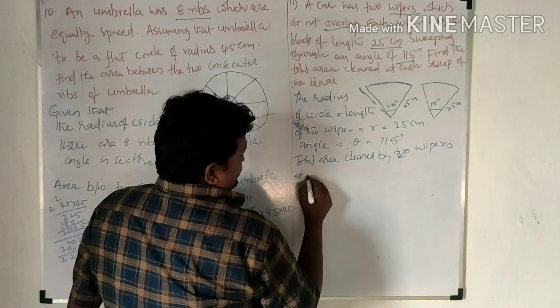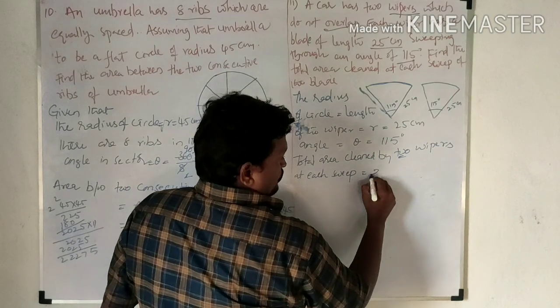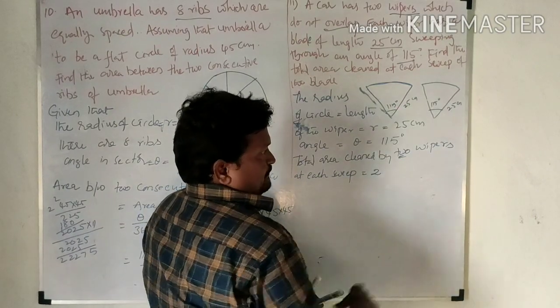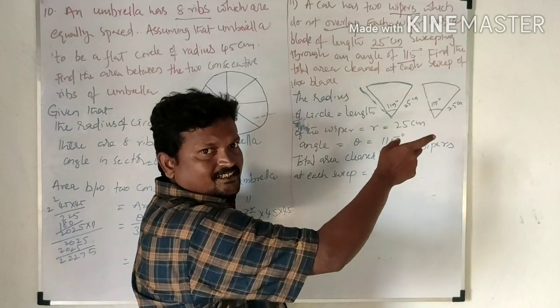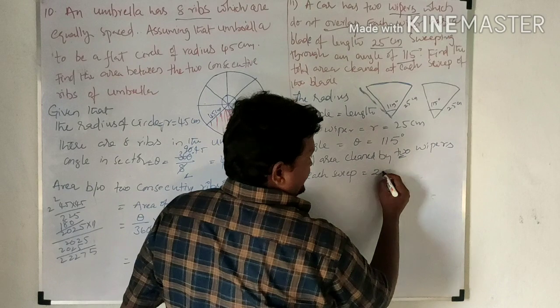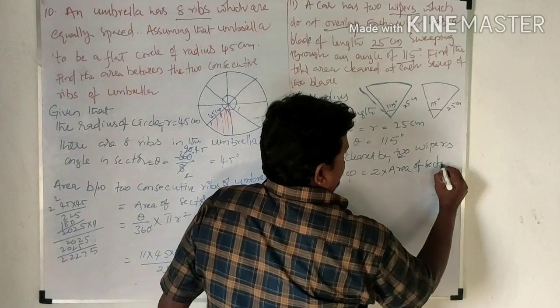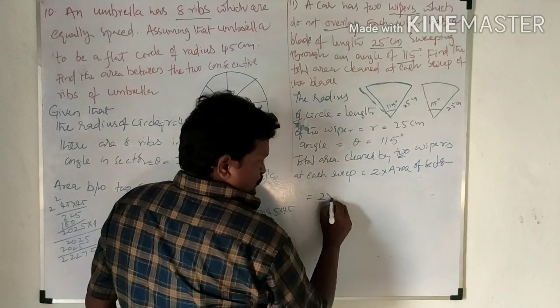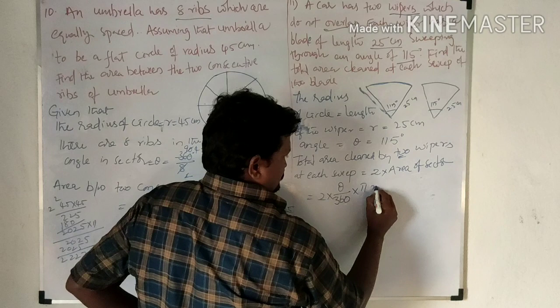At each sweep, that is equal to how many? Two wipers make two sectors at each sweep. So 2 into the area of a sector. This is 2 into theta by 360 into pi r squared.